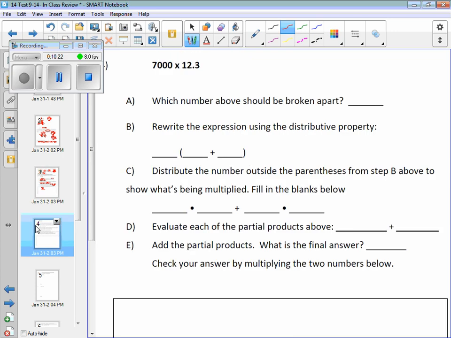Same idea here. We're going to break up 12.3. Our 7,000 goes outside the parentheses. We break up 12.3 into 12 and 0.3. We're going to distribute the 7,000 to both of the numbers inside the parentheses, and that's going to create 7,000 times 12 plus 7,000 times 0.3.